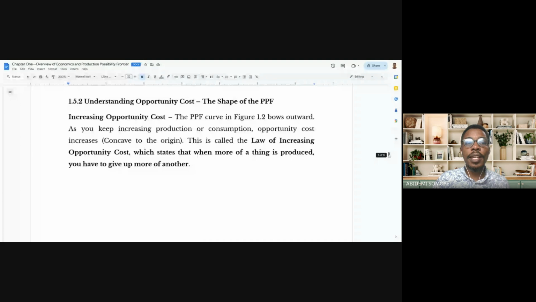Now, let's take a look at the opportunity cost that the PPF demonstrates. Increasing opportunity cost. The PPF curve in figure 1.2 bows outward, which means it is concave to the origin. We're going to take a look at that. As you keep increasing production or consumption, opportunity cost increases. This is called the law of increasing opportunity cost, which states that when more of a thing is produced, you have to give up one or more of another.